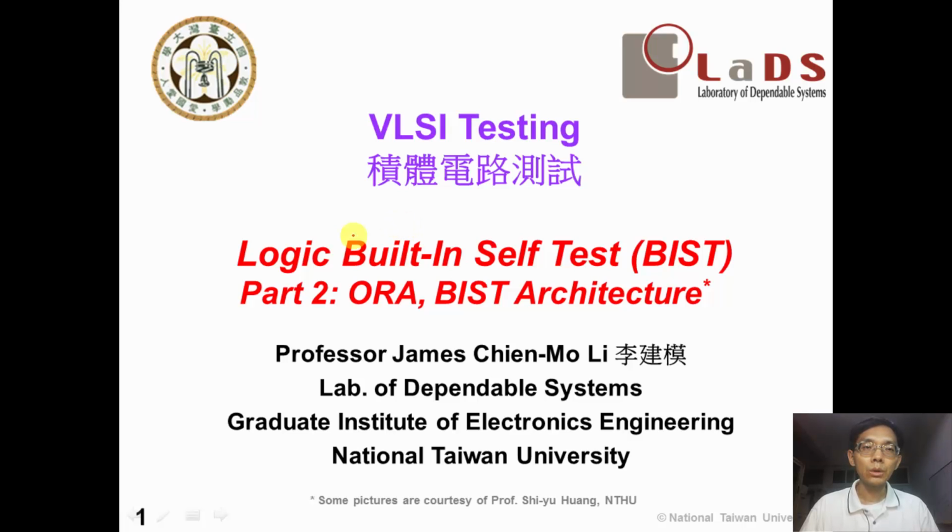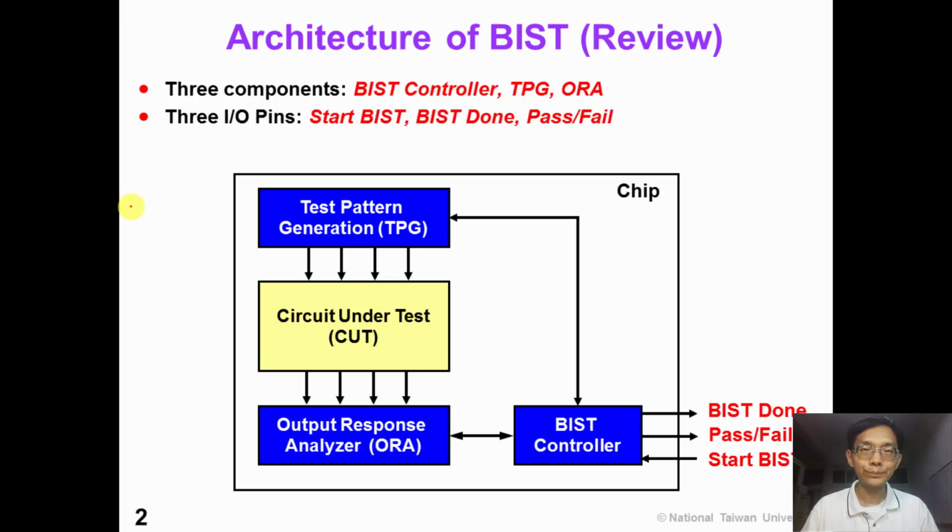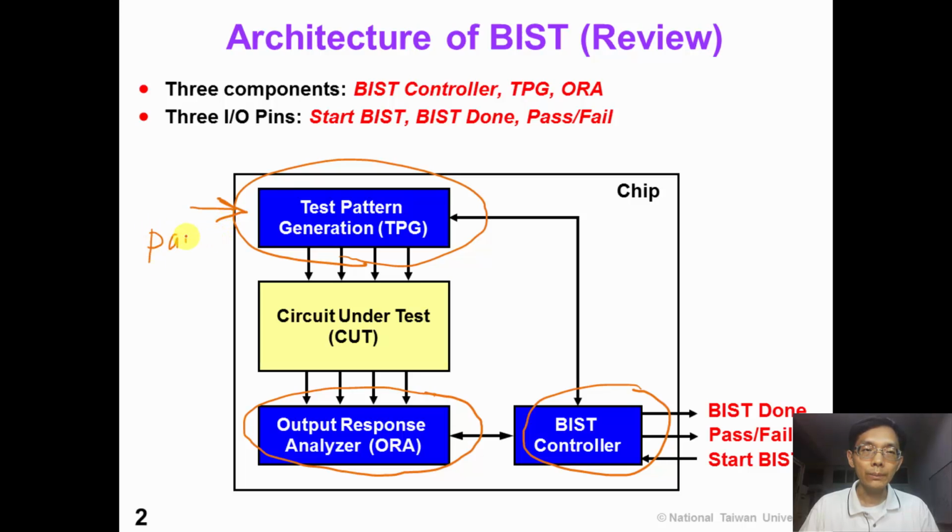In this chapter, we will introduce part 2 of logic built-in self-test. This slide is a review of a chip-level BIST architecture. There are three major components: a BIST controller, a test pattern generator, and the output response analyzer. We already introduced a test pattern generator in part 1. So we are going to introduce the output response analyzer and the overall architecture in this chapter.